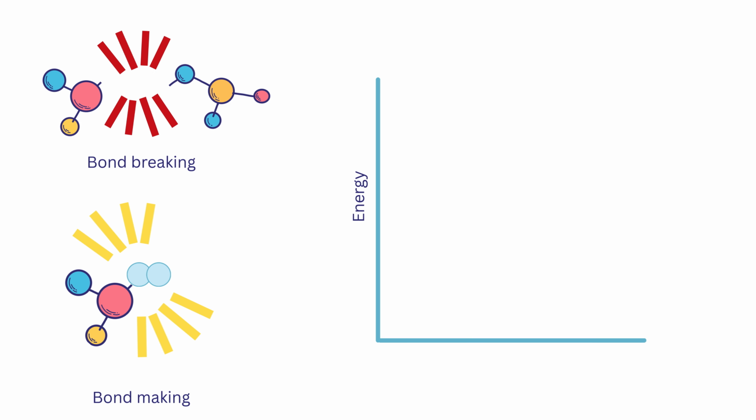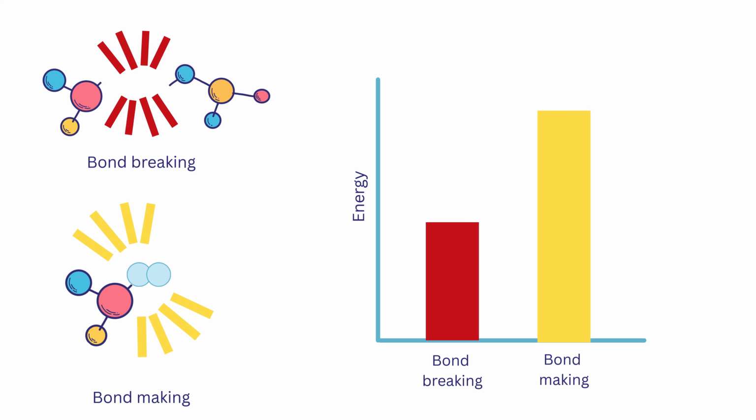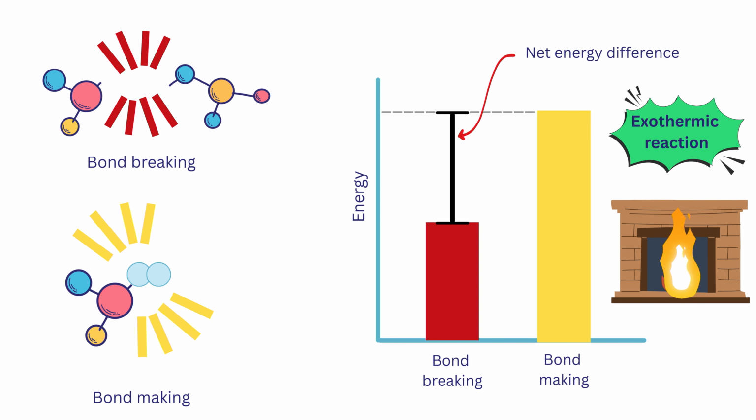If the energy required to break bonds is smaller than the energy released when new bonds are formed, then this net energy difference is released into the environment. This is called an exothermic reaction.